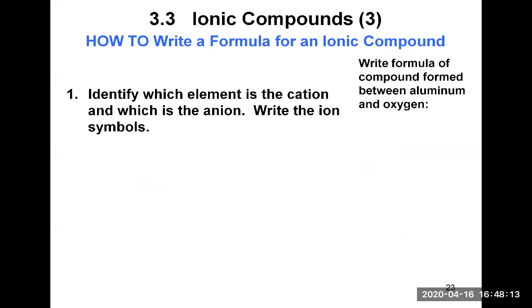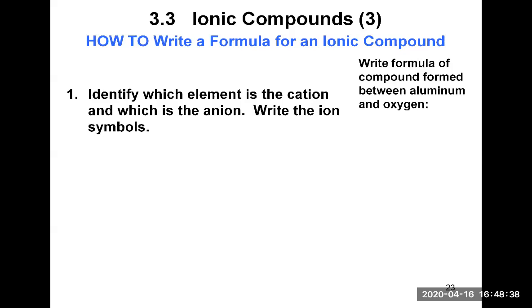So the first step is to identify which element is the cation and which element is the anion. So write the symbols of the ions first. So here we have aluminum. So you want to find aluminum in the periodic table. Aluminum is in group 3A. Its atomic number is 13.